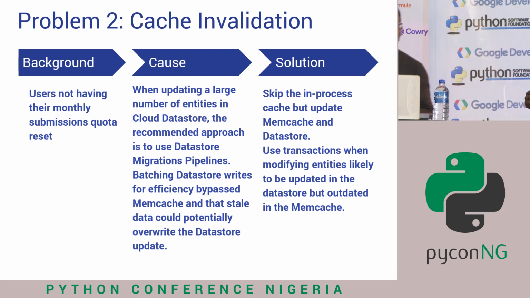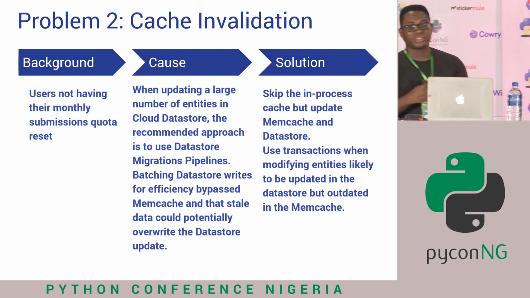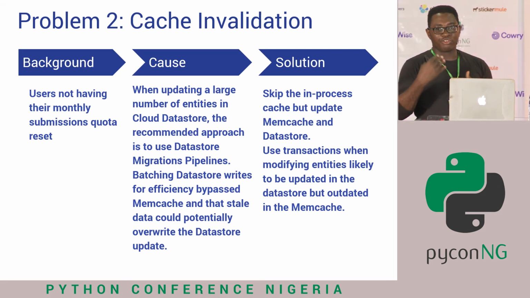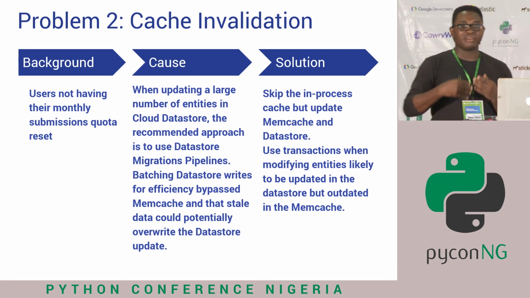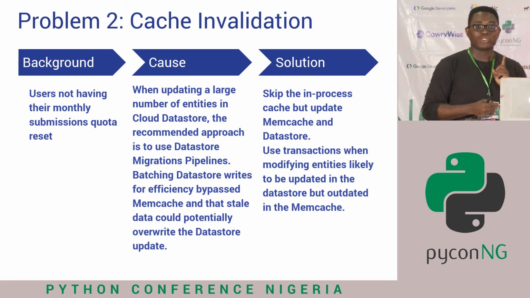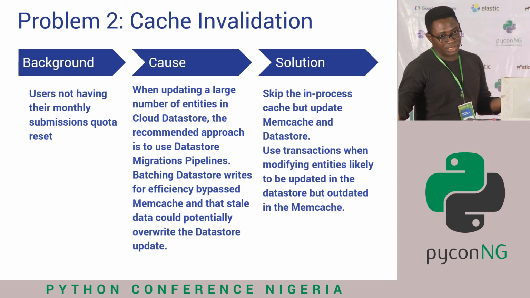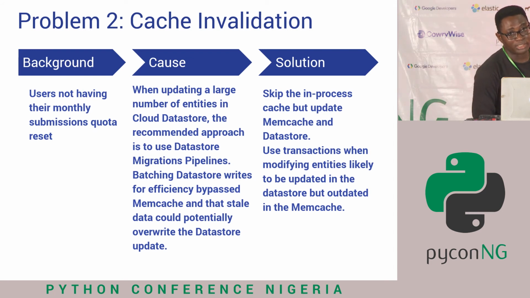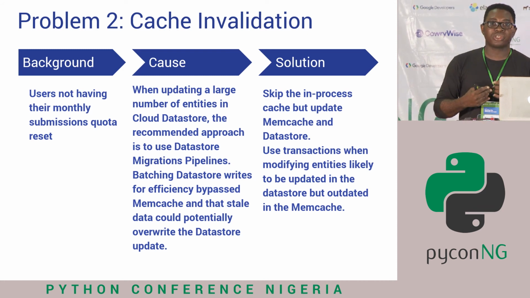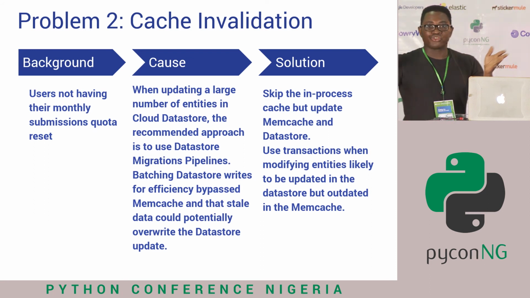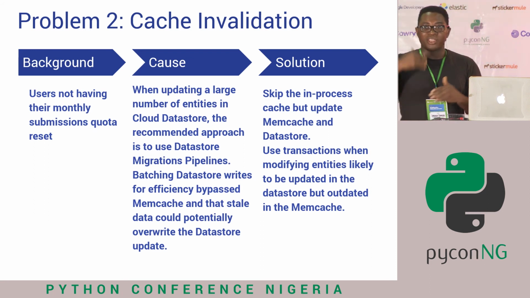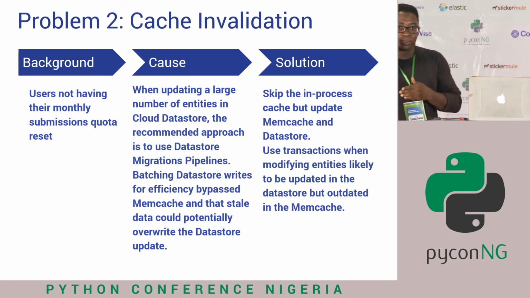The cause of this issue was that every month we run a cron job that runs through every user on our platform and resets their submission quota if they have a valid subscription, which means they've paid for the next month. The recommended way of doing this on the Google Cloud Platform is to run what you call migrations. You can think of migrations as map reduce jobs. You take all the users and run them through this pipeline, and for each user you state what you want to do: check if the subscription is valid and reset the quota.